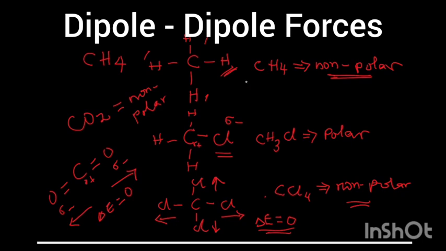Yes, sir. Now, if you replace one of the hydrogens in CH4 with an electronegative atom like chlorine, fluorine, or any other electronegative atom, it will definitely make it polar, because that electronegative atom will pull electrons towards itself to form a dipole. You get the point now?